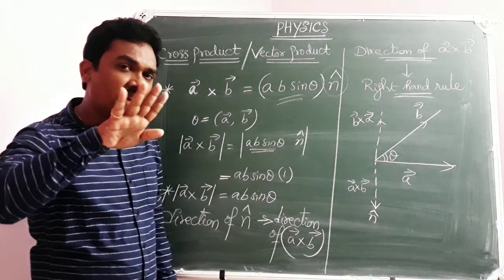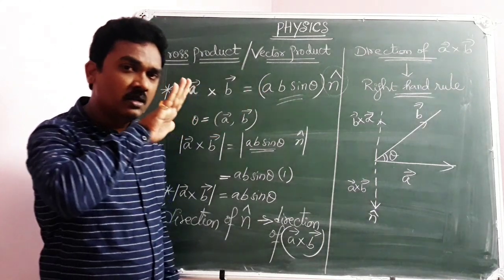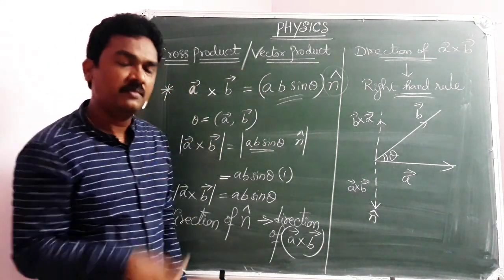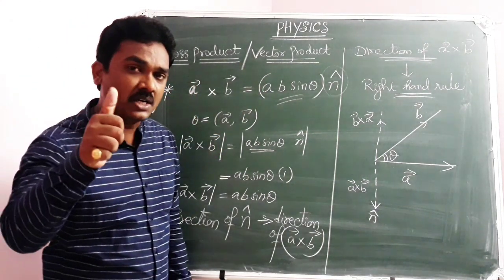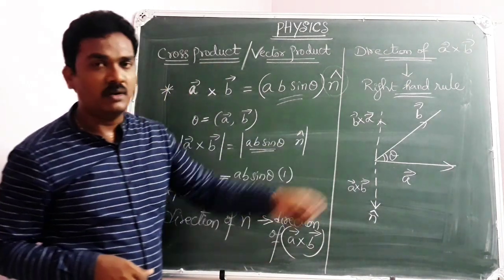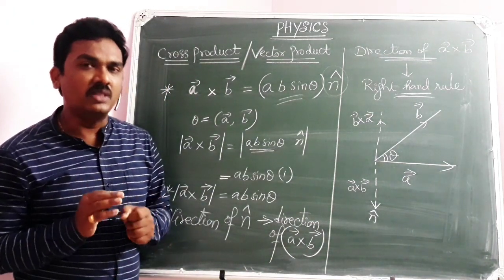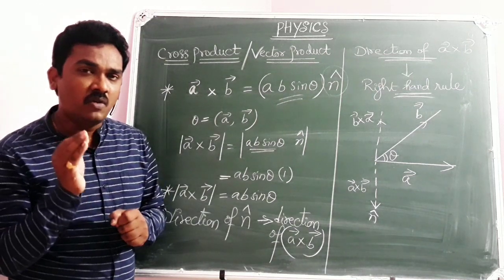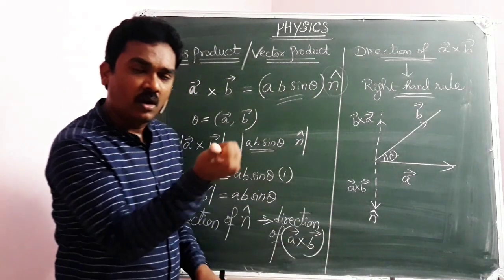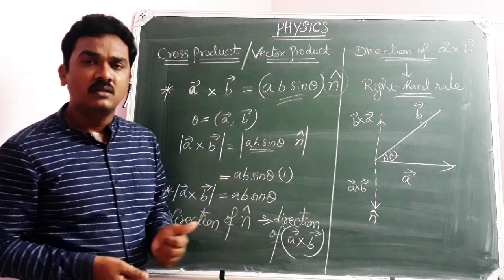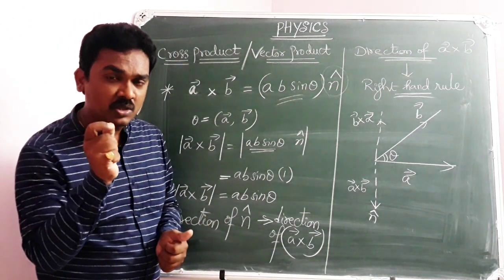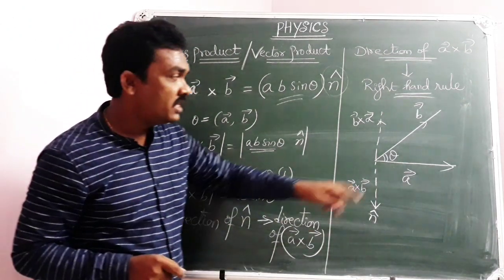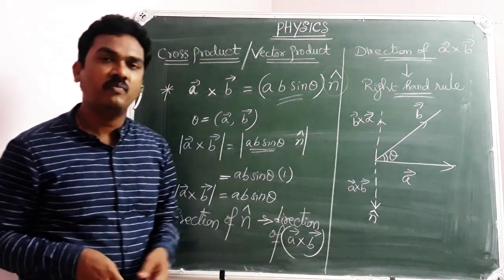Then show the four fingers of the right hand along the B bar. Then curl them towards A bar. Then the thumb shows the direction of B bar cross A bar. Here you need to understand one thing. The direction of A bar cross B bar or B bar cross A bar will be perpendicular to the plane which contains A bar and B bar.